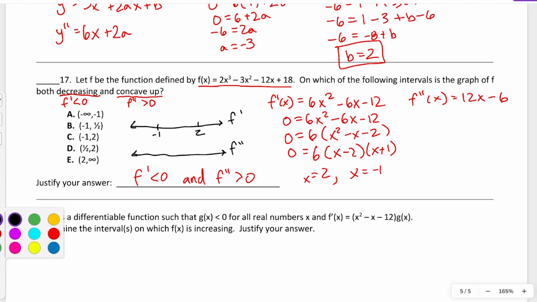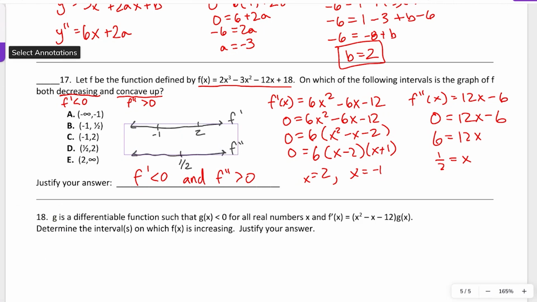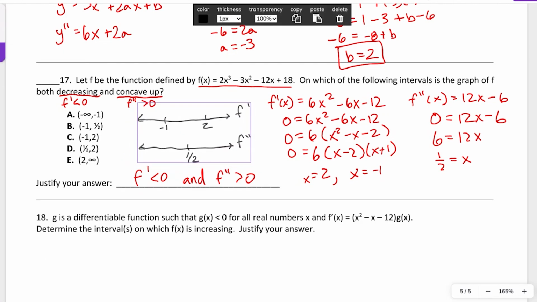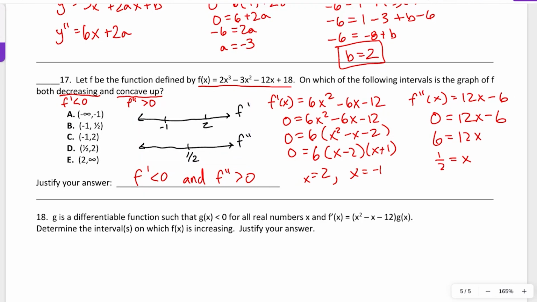For f double prime, we're going to find the subcritical values by setting f double prime equal to 0, adding 6 to both sides, and then dividing both sides by 12. So I get 1/2. It's going to be my only subcritical value. Now let's go ahead and construct our sign charts with pluses and minuses. Let me move this slightly up a little bit.